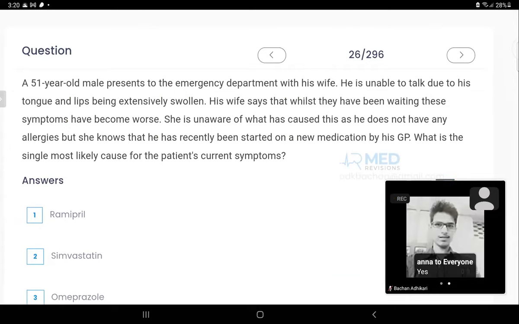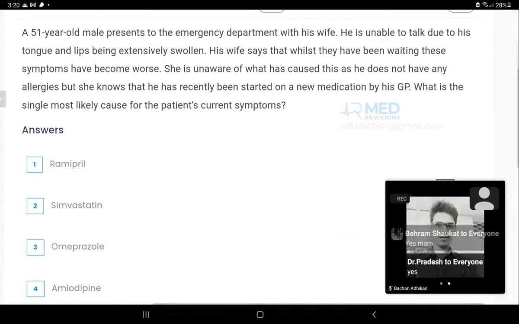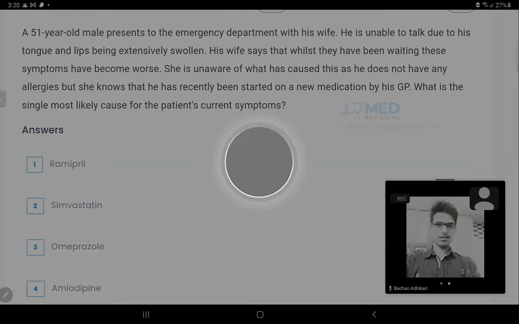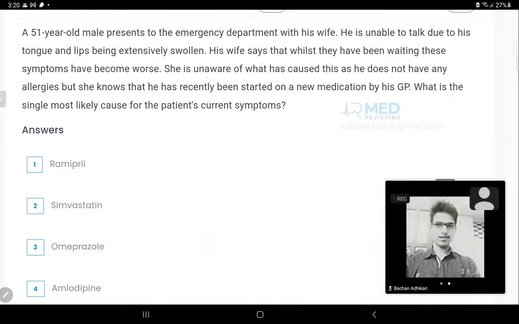Now, this one says, what's the single most likely cause for the patient's current symptoms, right? They're asking, what is the reason that this patient is having current symptoms? If you read the question from down above, it says she's unaware of what has caused this. When you have vague sentences in your questions, when we don't have any information, then you move up to the beginning of the question. This is very vague, that she's unaware of what medication that is. This is not very clear. So move to the beginning.